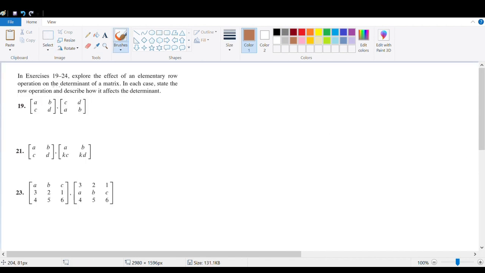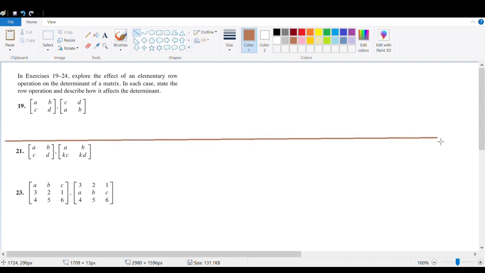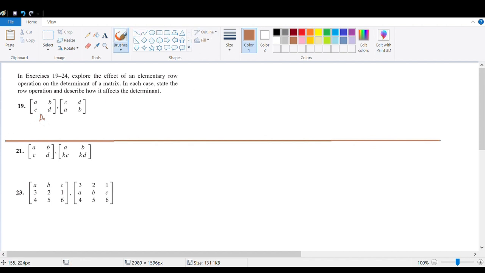In exercises 19 to 23, explore the effect of an elementary row operation on the determinant of a matrix. In each case, state the row operation and describe how it affects the determinant. So here we have two matrices. If we say this one is A, the second one is B. So let us write it like this. So here if we say this one is A, this one is B.